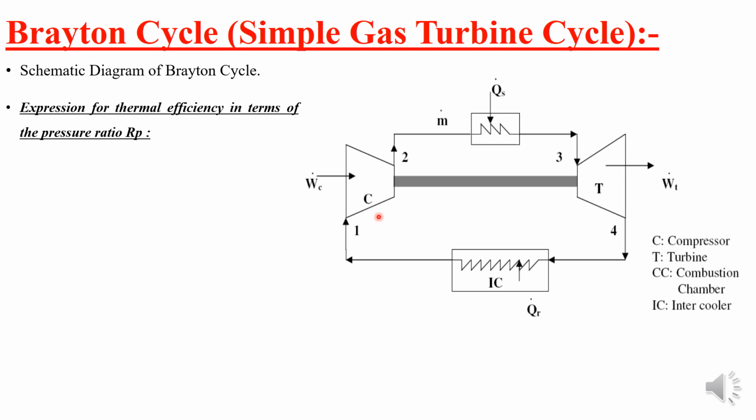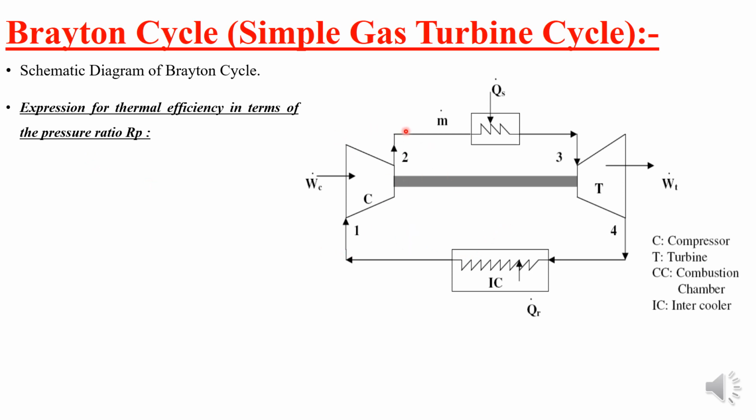Pressure ratio is nothing but the maximum pressure to the minimum pressure. That is, P2 will be the maximum pressure and the minimum pressure will be P1. So it is compressing from P1 to P2. So you have to get the expression in terms of P2 divided by P1. That is known as pressure ratio, RP. RP is nothing but the maximum pressure to the minimum pressure.